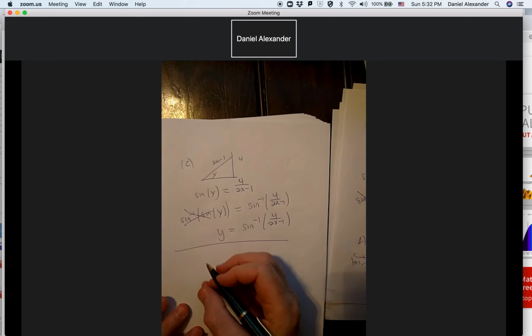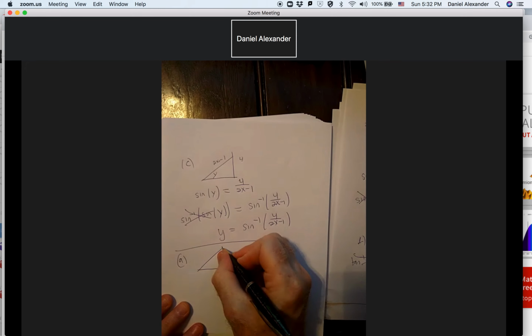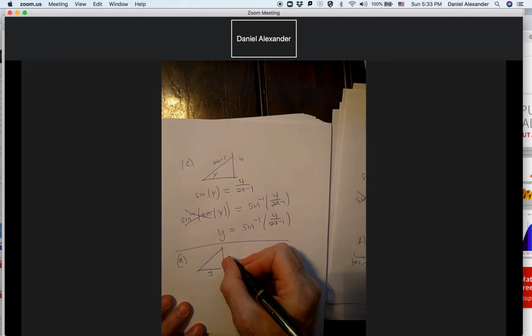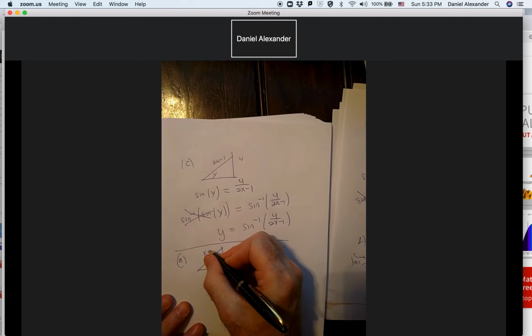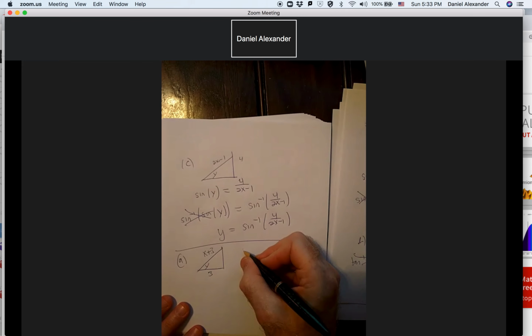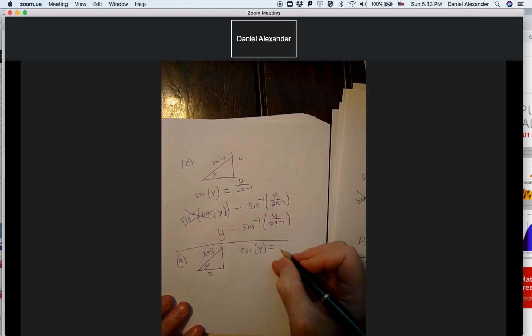And the last one is going to be to do part A again. Part A, I wrote it wrong. It says adjacent side is 3. I had it over here, over x plus 3. And here's my y. So now it's going to be the cosine ratio. So we're going to see the cosine of y is equal to 3 over x plus 3.